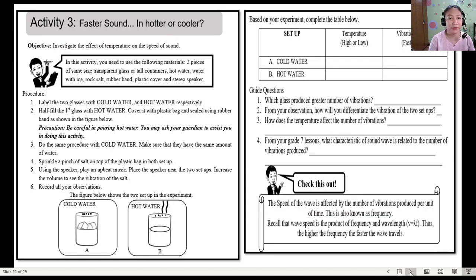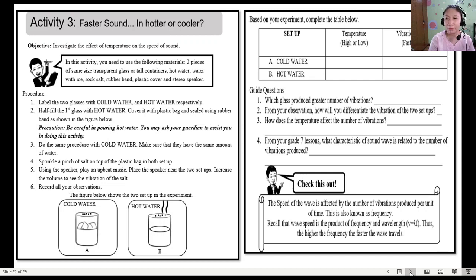Next, activity 3, faster sound in hotter or cooler. Dito, gagamit tayo ng cold water and hot water. So, please be careful in pouring hot water. And then, based on the experiment, we complete the table below. So, dalawa lang naman yung ilalagay natin for temperature. High, pag mainit. Low, kapag mababa yung temperature.